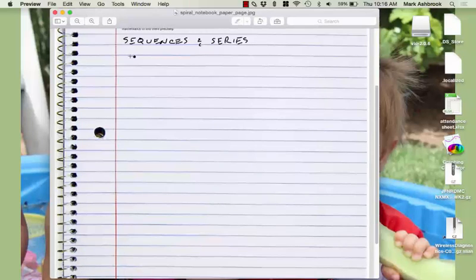Okay, so we're going to talk about sequences today, but let's start off by just defining both and comparing them, because this first initial idea is crucial. Without this firmly in place, you'll just be lost. So a sequence is an ordered list of numbers.